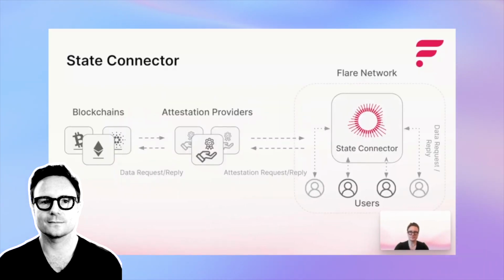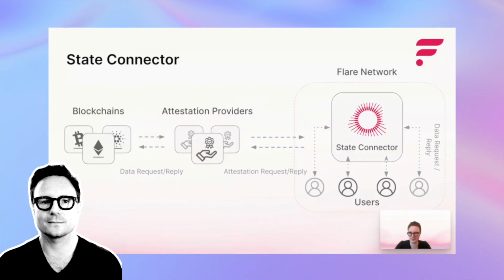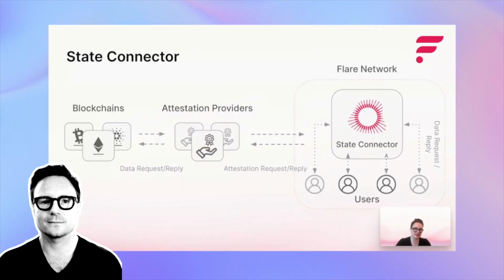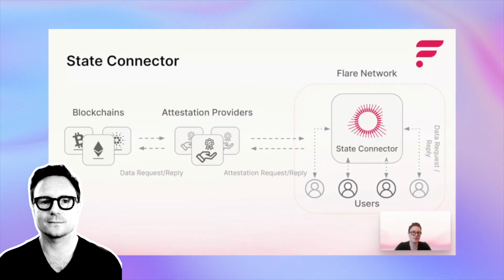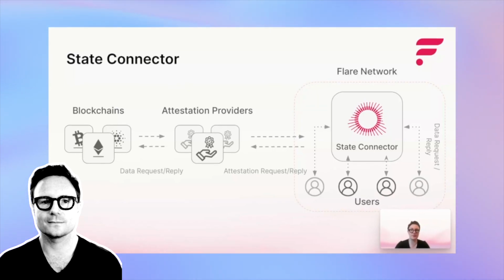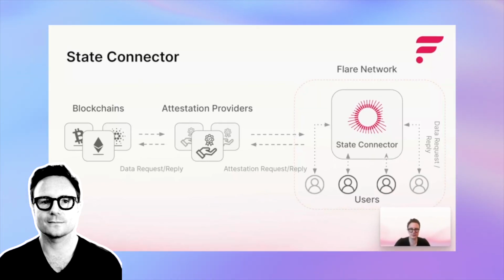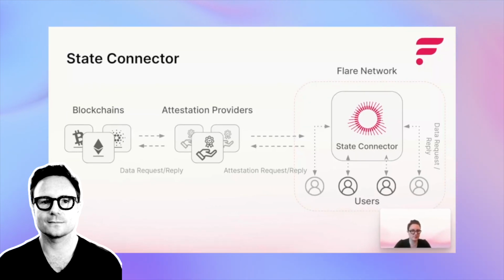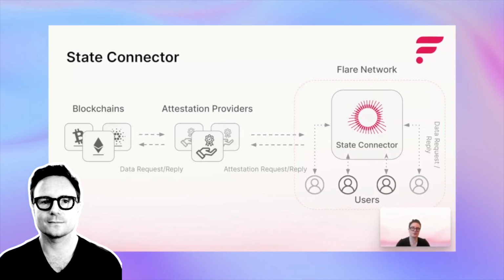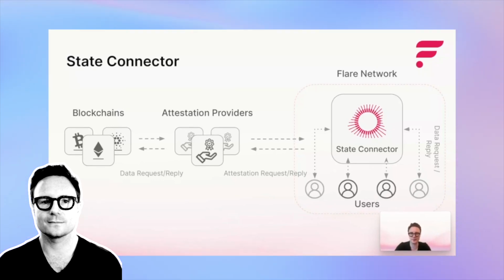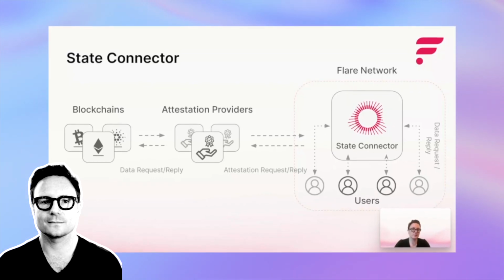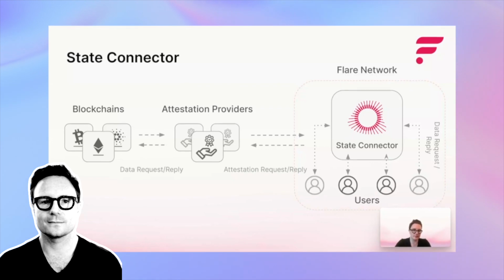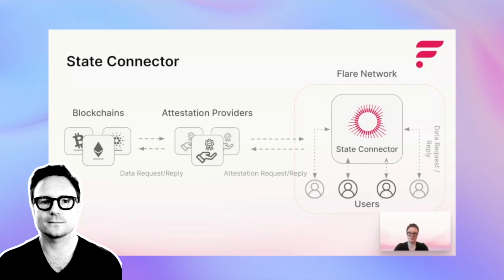internet. So to dig in a tiny bit more on the state connector, State Connector uses a set of independent attestation providers to acquire specific information from these external systems that is requested to be used on Flare. State Connector smart contract then verifies that a suitable level of consensus over this data has been reached across these attestation providers. Once approved, the data is securely reported to the network and available for use in applications on Flare.